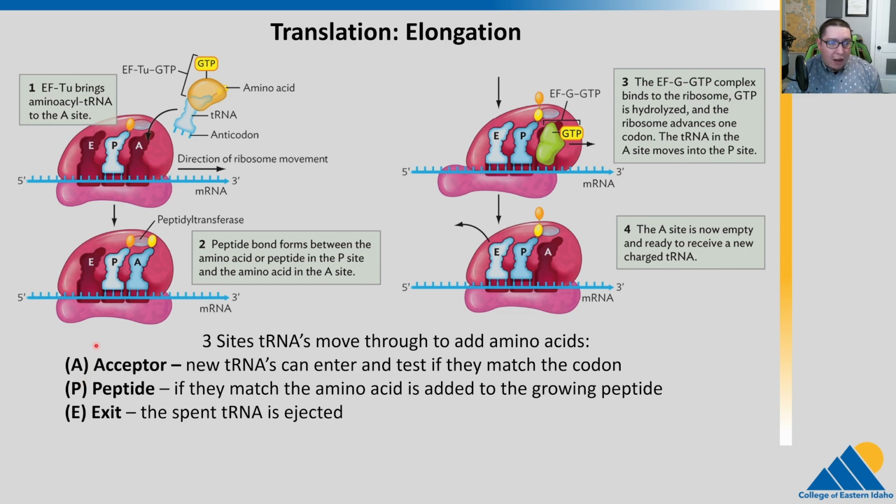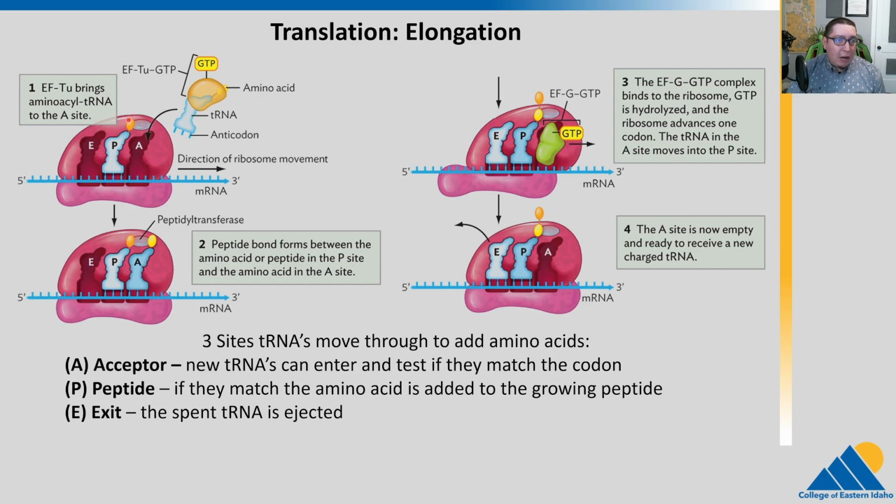The P site, that is the peptide site. That is where the amino acids are going to get joined together. The peptide bond, which sticks one amino acid to another amino acid, is going to be built. And then we have the E site, the exit site. This is where the spent tRNA goes and gets ejected from. So let's watch this process.